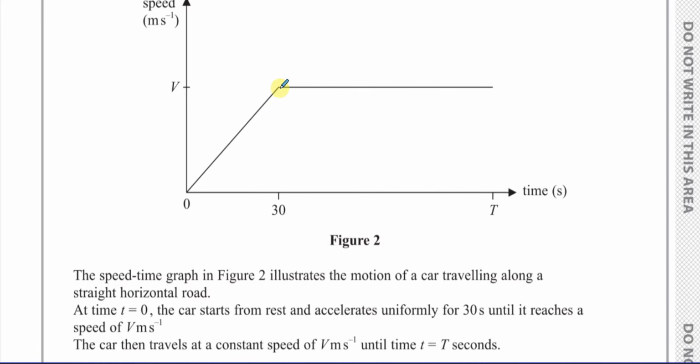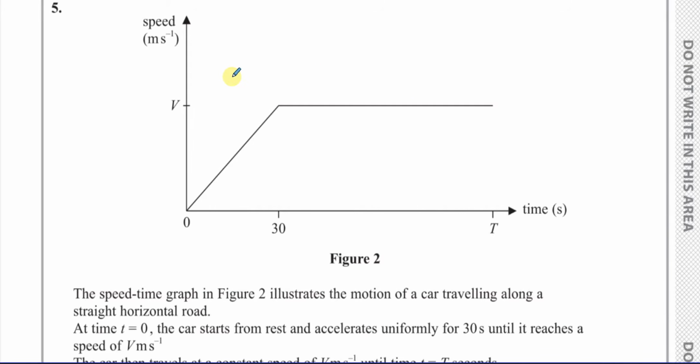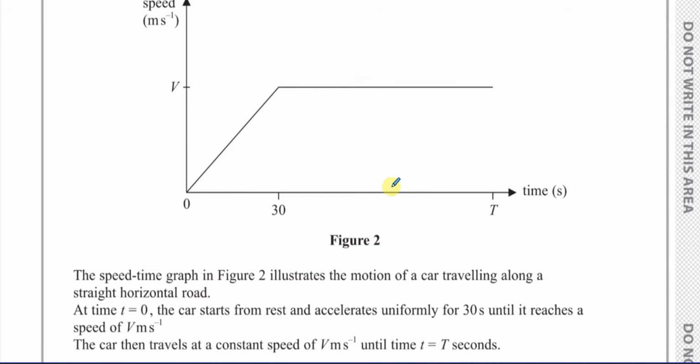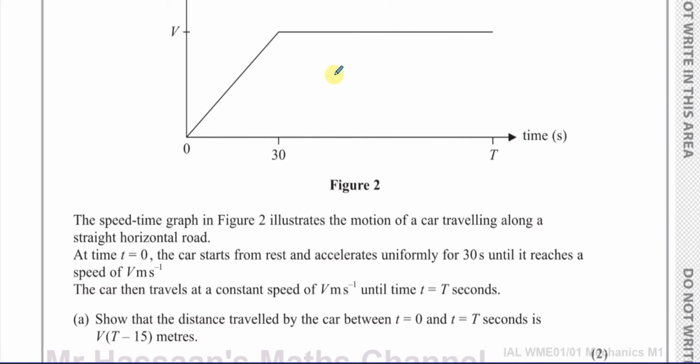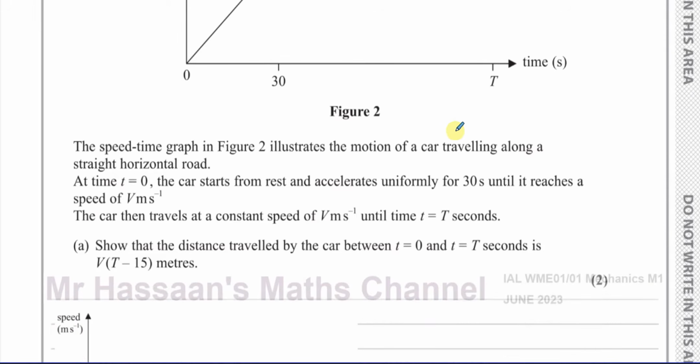It says the car then travels at a constant speed of v meters per second. So we can see that the gradient is 0 here, so it's going at a constant speed, because the gradient of a speed time graph is acceleration. So it's not accelerating, it's going at a constant speed of v for 30 seconds until it reaches time equals capital T. Show that the distance traveled by this car between t equals 0 and t equals capital T is v times capital T minus 15 meters.